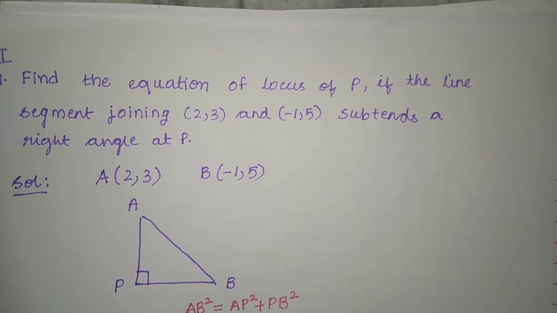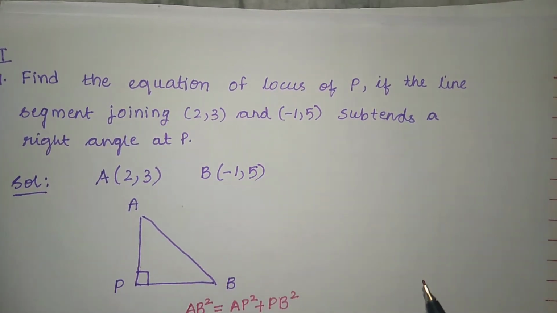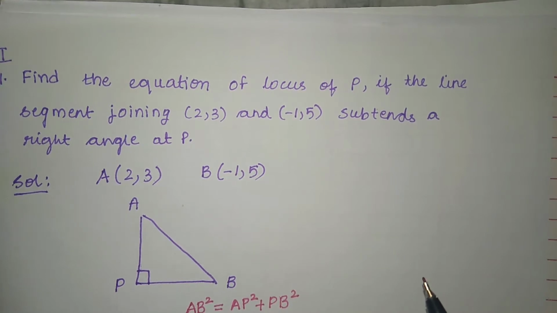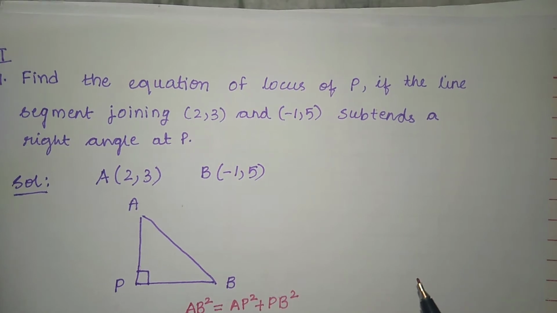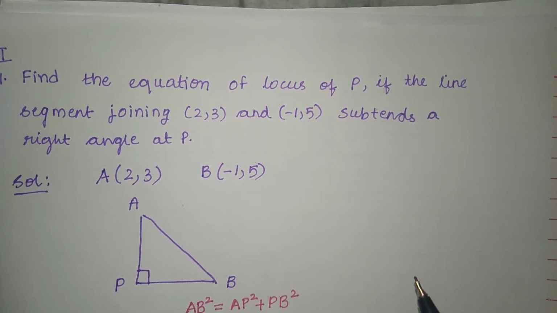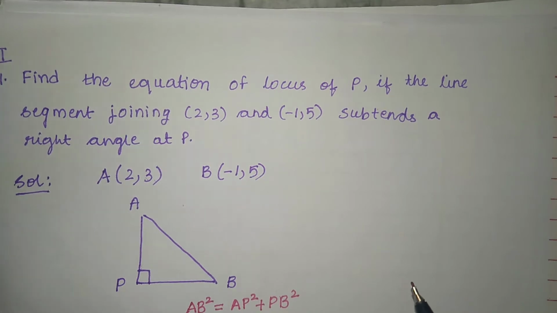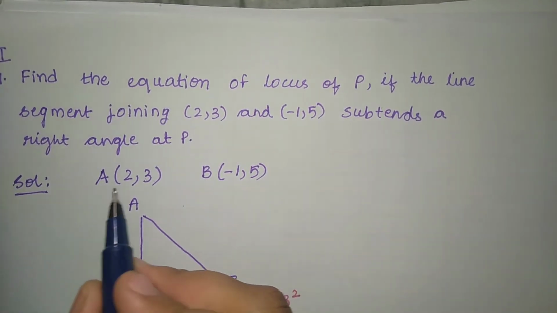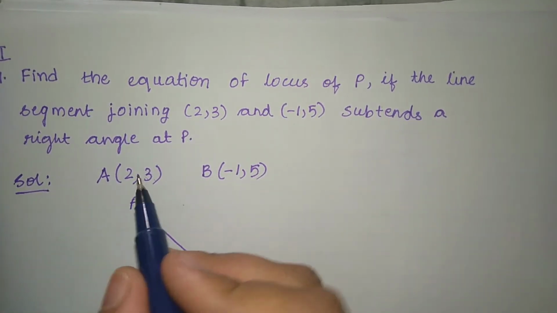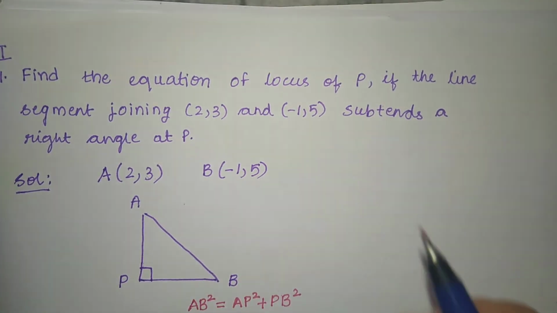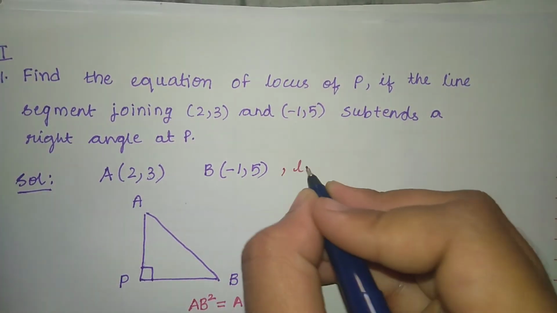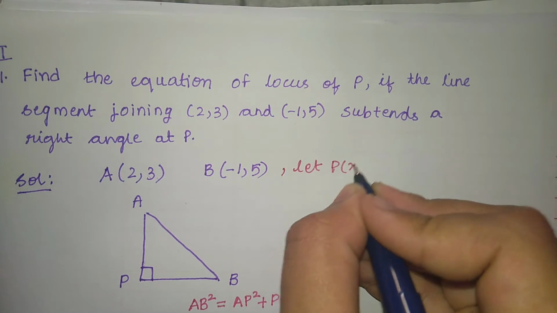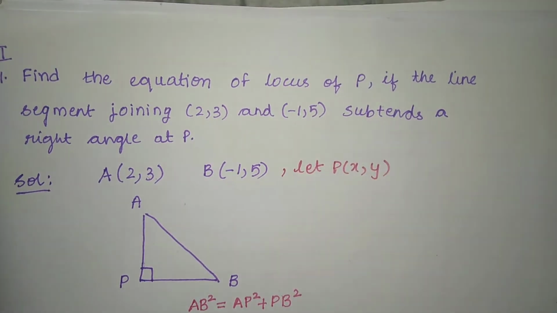Hello everyone, let us continue with the problems of locus. This is the second bit, first sum. Find the equation of locus of P if the line segment joining (2, 3) and (-1, 5) subtends a right angle at P. So see, the given points are A (2, 3) and B (-1, 5). So let P (x, y) be any point on the locus.